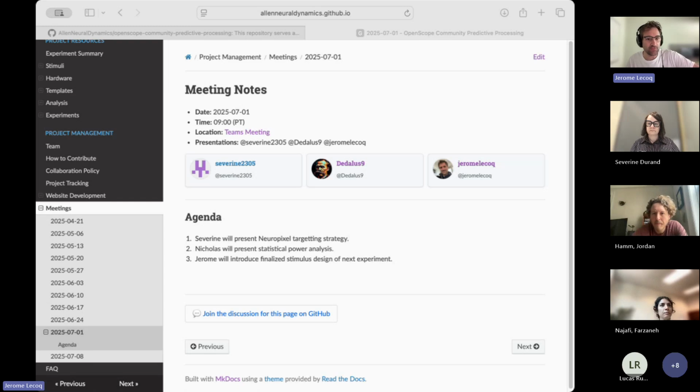Today, the agenda is three things. The first one is Severin is going to present analysis of the NeuralPixel targeting strategy so that we can deploy it on our pipeline. And then Nicholas agreed to present some statistical power analysis that he did that is complementary to what Lucas did last week. And then I finalized the first stimulus design, next version for SLAP2 data, and we are currently planning to run experiments this week, so I want to make sure that we have agreement on these.